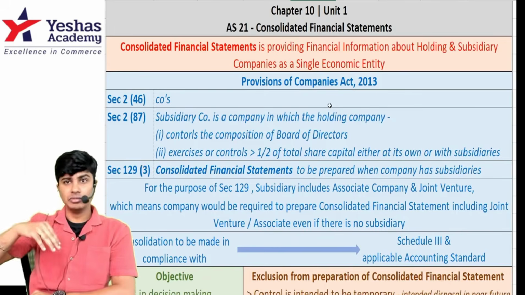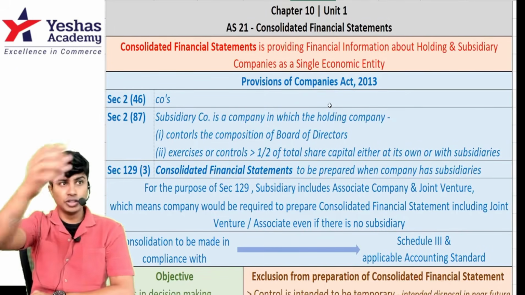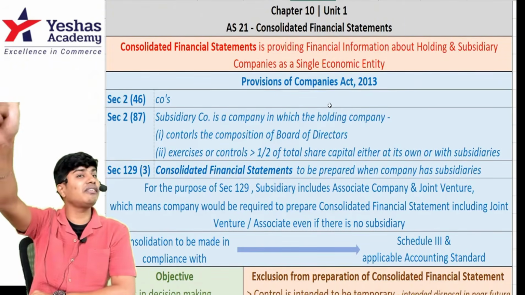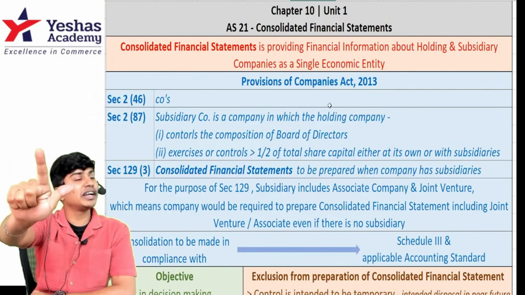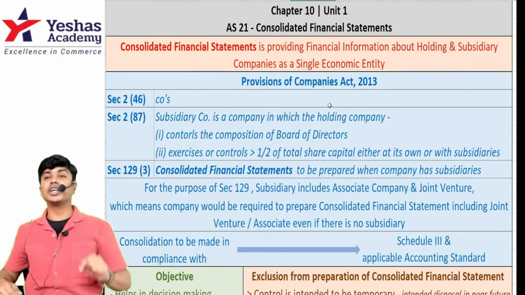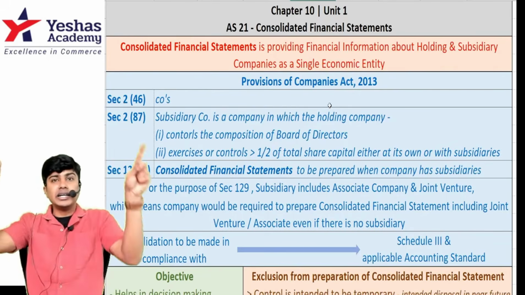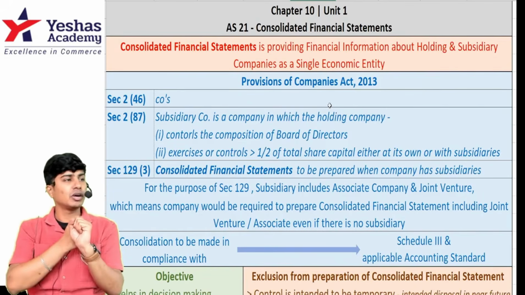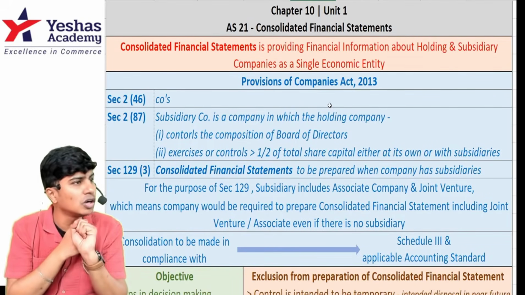So a holding company, to its investors, should give standalone financial statements and should also give consolidated financial statements, so that the user gets to know how the entire group's financial statements look together.